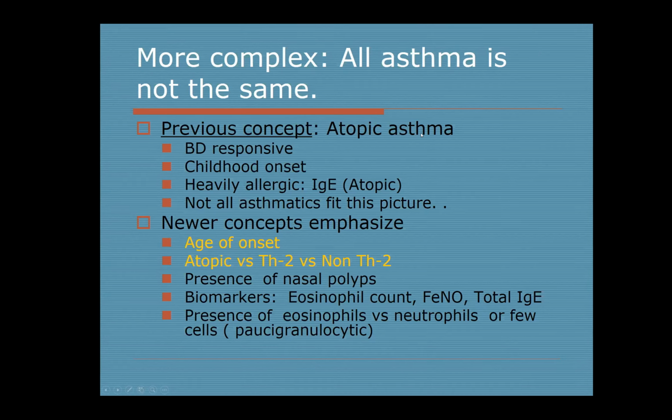So when we're talking about atopic asthma, we're referring to a very bronchodilator responsive, usually childhood onset, heavily allergic asthma with lots of IgE, and not all asthmatics fit this picture, because we know many of the patients we see in the clinic or in the hospital develop their asthma as an adult. So the newer concepts emphasize age of onset, then they emphasize atopic, which means IgE, versus Th2, which includes both the eosinophilic and the atopic, versus this non-Th2 group, which is a completely separate and different form of asthma altogether.